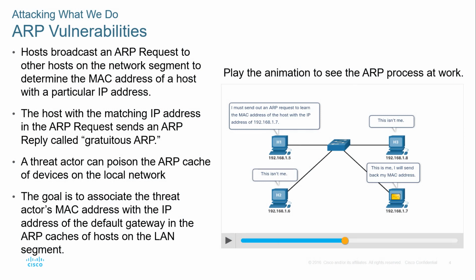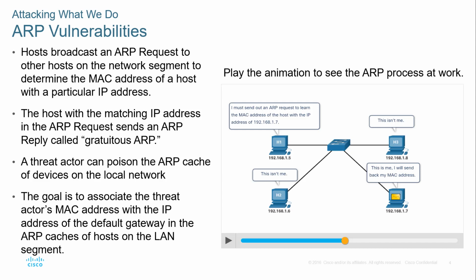Services such as ARP. These are things that are built into IP services that can be exploited. Hosts broadcast ARP requests to obtain information about determining MAC addresses for particular IP addresses. We should understand how ARP functions. So ARP requests and their replies are called gratuitous ARP. A threat actor can poison the ARP cache of devices on a local network.